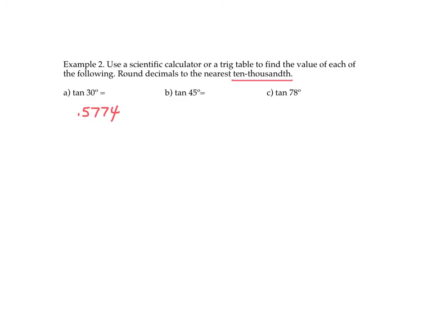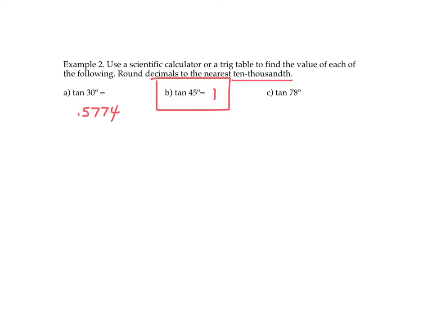Tangent 45. We get exactly 1. And we'll talk later about why the tangent of 45 degrees is 1. This is a great way to see if your calculator is set in the right mode. There are a few different ways to measure angles, and we're measuring angles in degrees. You have to make sure your calculator is set to measure angles in degrees as well.